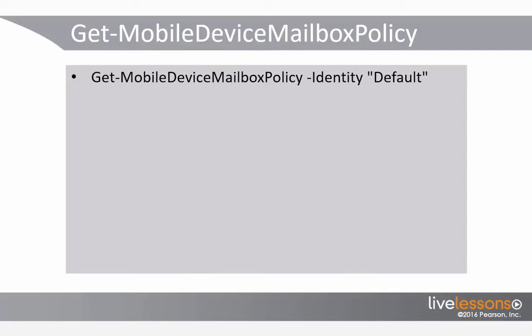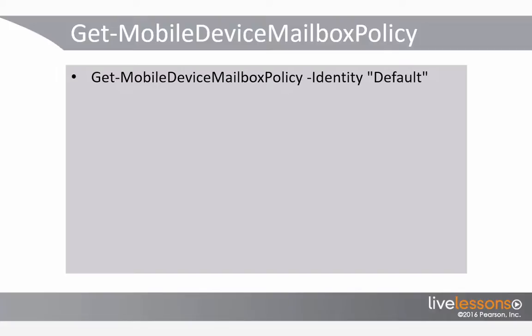Now the next cmdlet that I want to talk about is something that you've seen before. It's the Get-MobileDeviceMailboxPolicy cmdlet. Now as you'll recall, we used this cmdlet in one of the earlier videos to reveal all of the policy settings that were available. Now when I used that command before, I followed this cmdlet with the pipe symbol and then Select-Object and an asterisk. Well, I'm not going to do that this time because I want to show you something a little bit different.